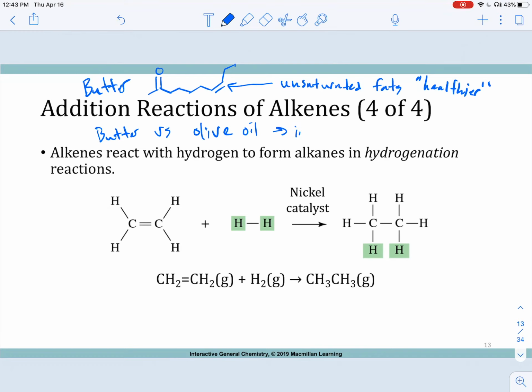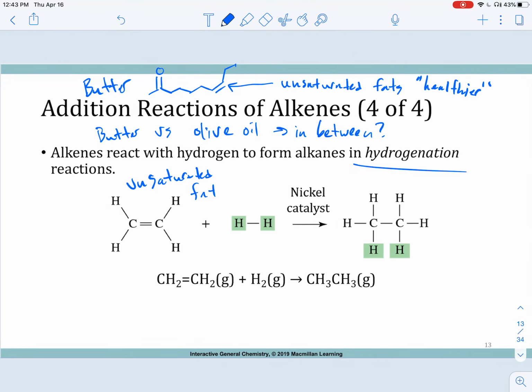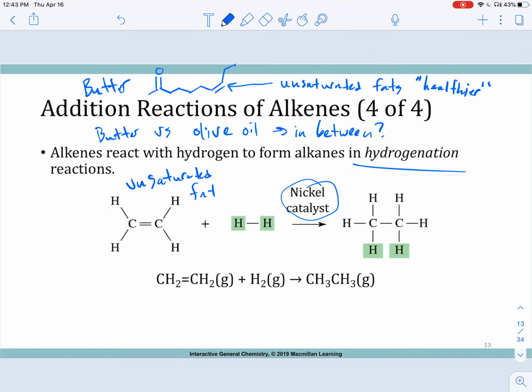You want something in between. Well, what they actually do is this hydrogenation reaction. They take your unsaturated fat and do a hydrogenation reaction. We're going to add H2 gas, but using, very importantly, a catalyst, and we're going to add H's across the double bond. So we can turn the unsaturated fat into a saturated fat.